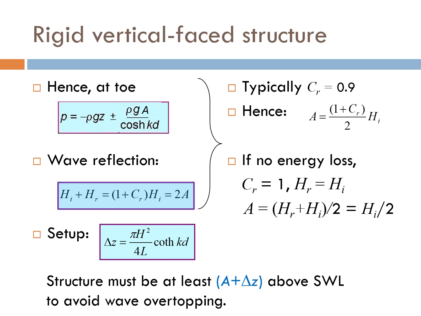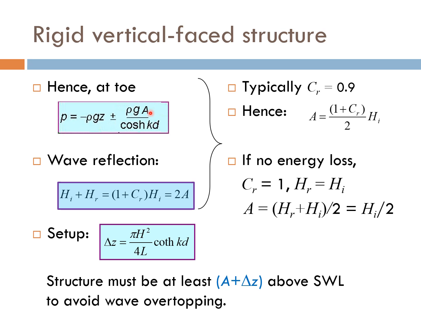By substituting the values from the previous slide into the equation, the pressure term can now be simplified to be given by this, where again this is the hydrostatic pressure and this is the dynamic pressure due to the wave. Here A is the wave amplitude.